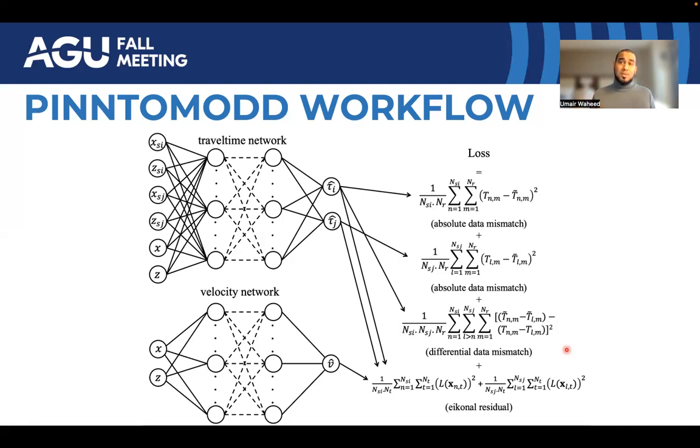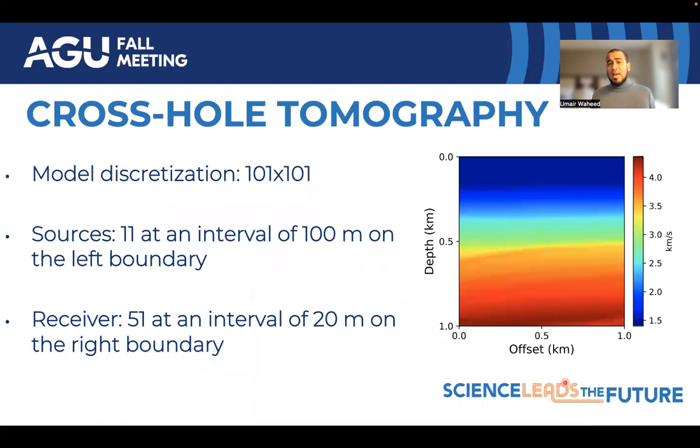In this case, we observe that it also speeds up our convergence by helping the algorithm train faster. Here, the travel time network takes two sources and a receiver location, and the velocity network only depends on coordinates from your domain. So essentially, there are two terms for absolute data mismatch, one term for differential data mismatch, and one term for the Eikonal residual.